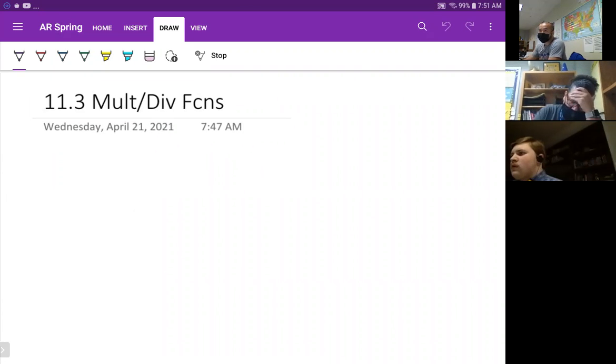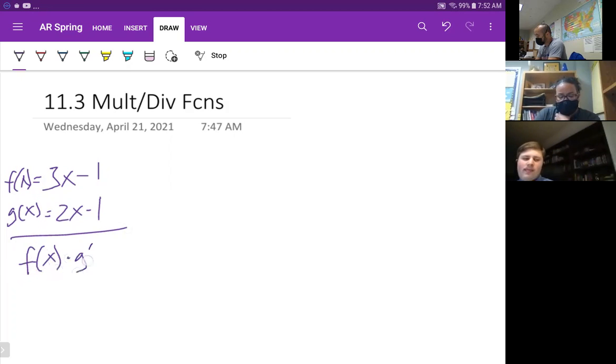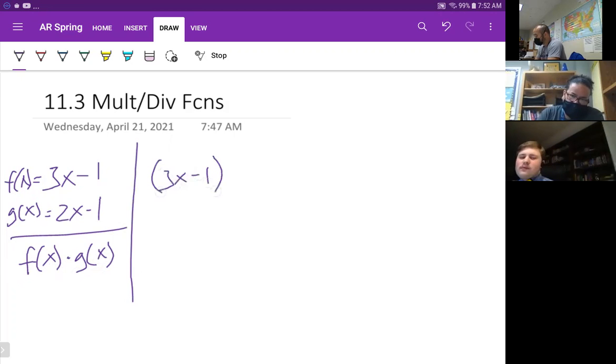let's start basic actually. Okay, let's start with stuff like 3x minus 1 will be f of x. And then g of x will be 2x minus 1. And then it wants you to do f of x times g of x. So what that means you'll do is this 3x minus 1 and 2x minus 1.